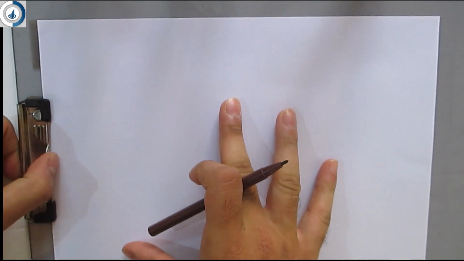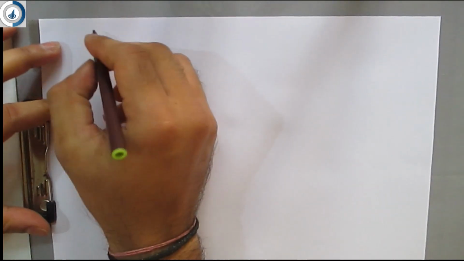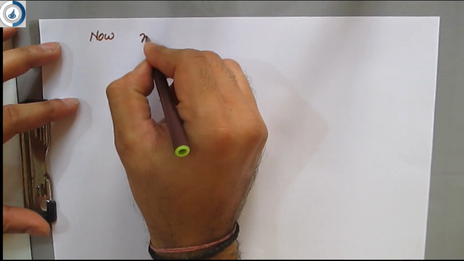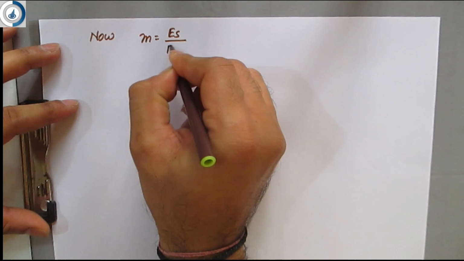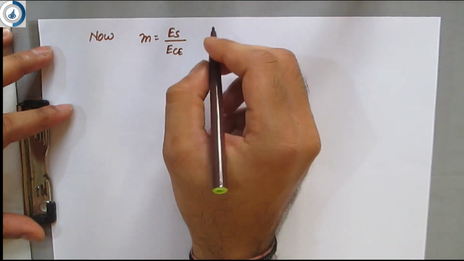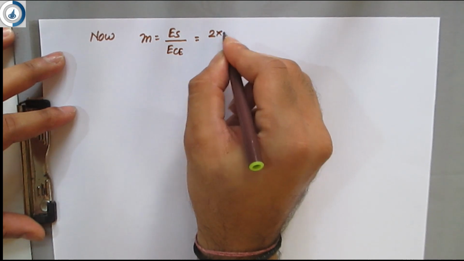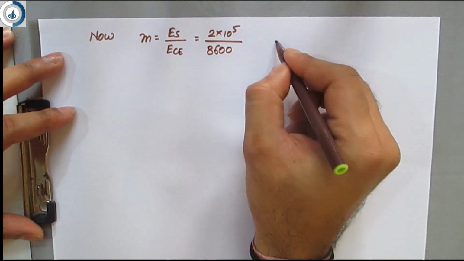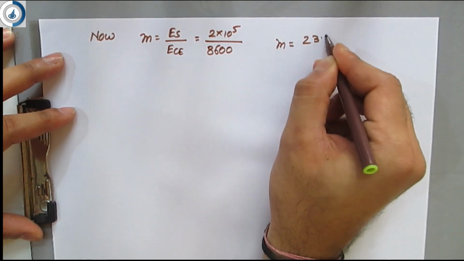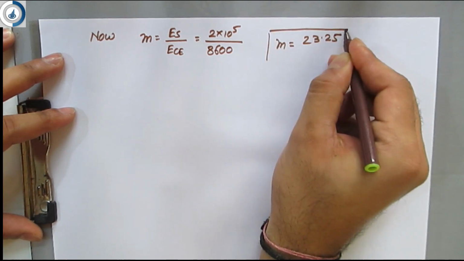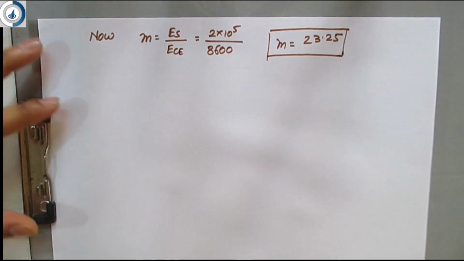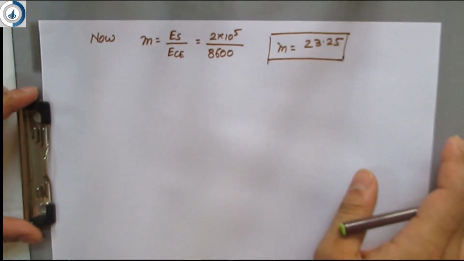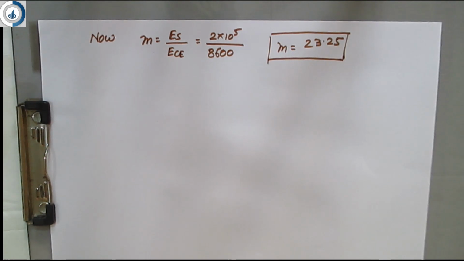So once you calculate this, again you have to calculate the modular ratio. The modular ratio changes. Now M is equal to ES by the effective modulus of elasticity of concrete. This again remains the same for steel, 2 into 10 raised to 5. This ECE now becomes 8600. So M is equal to 23.25. So this is the new modular ratio you are going to use now. Now let us calculate again X, Z, everything. So let us calculate again.